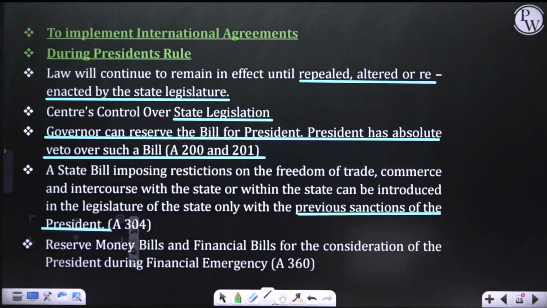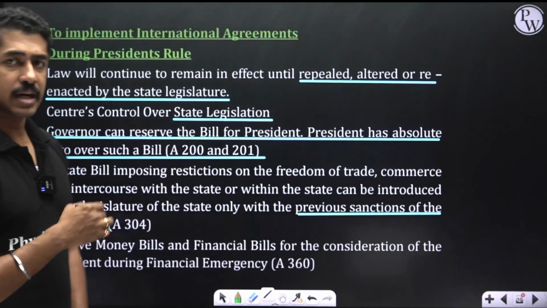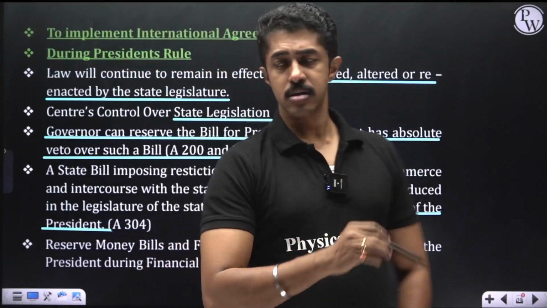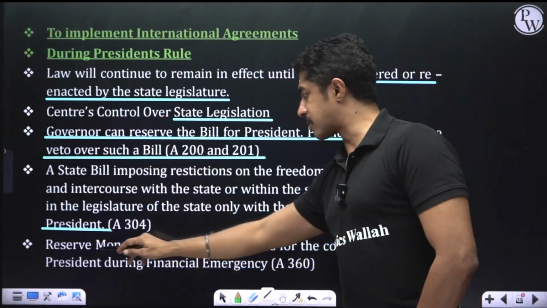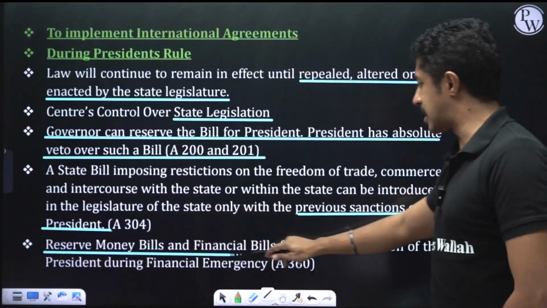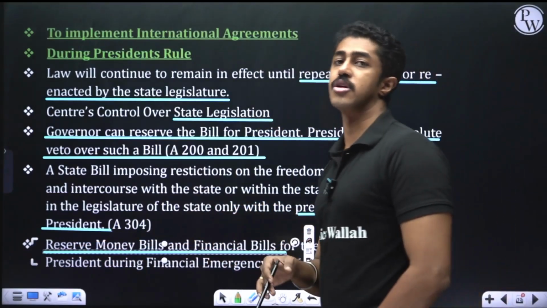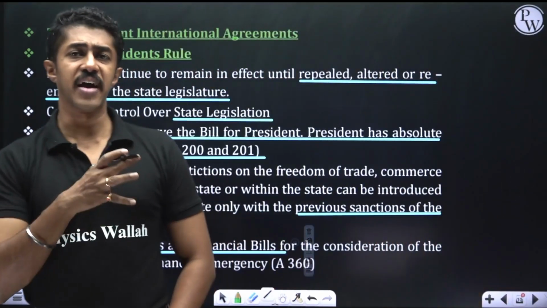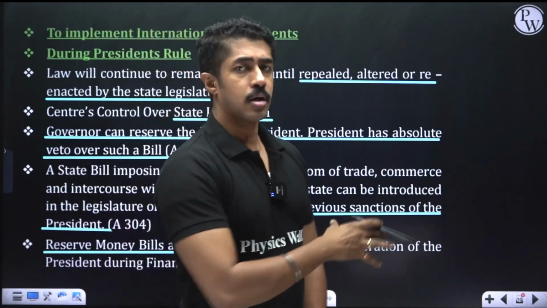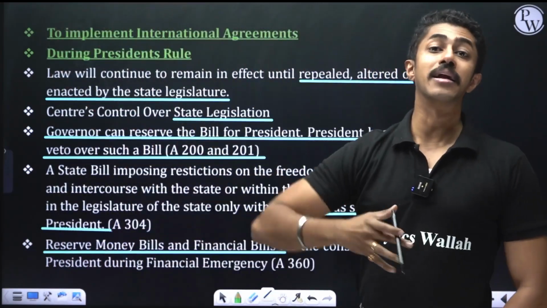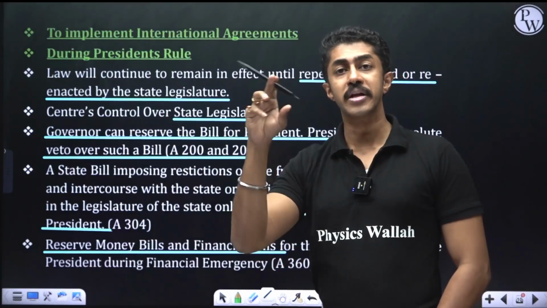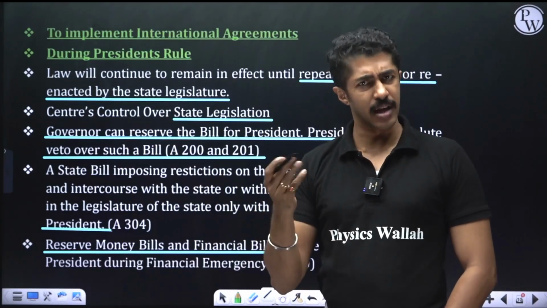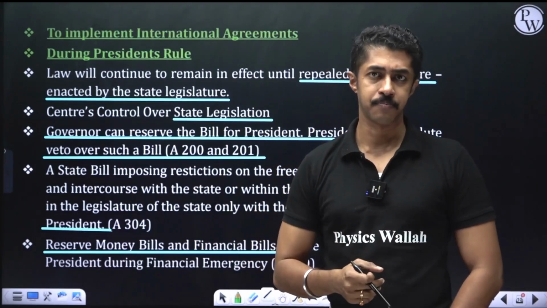Reserve money bills and finance bills for the consideration of the President during financial emergency. That is the next thing. That is, if a financial emergency is in place, the Governor again can reserve what? Money bills as well as finance bills for the consideration of the President. Because when a financial emergency is in operation, you cannot simply go on spending money. So whatever expenditures you are planning to do, you need to get the permission of the President, or in other words, the union government basically.